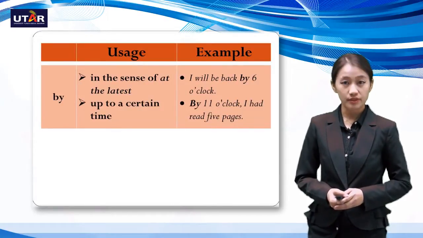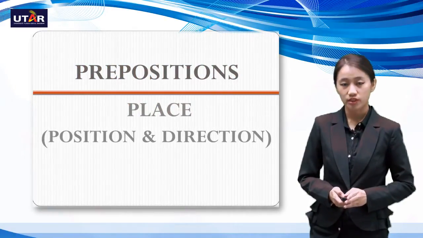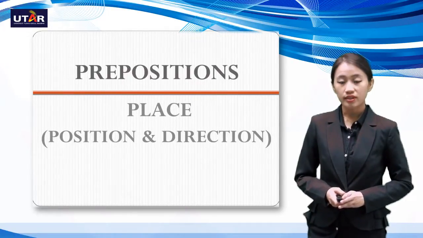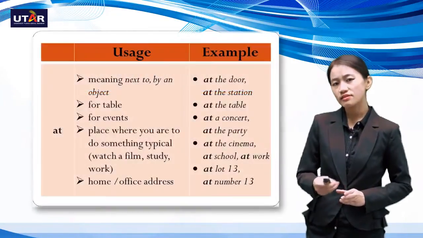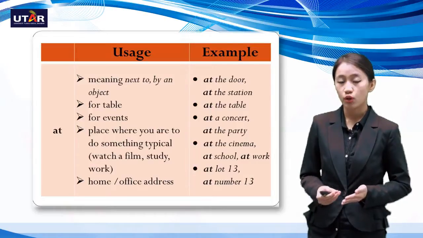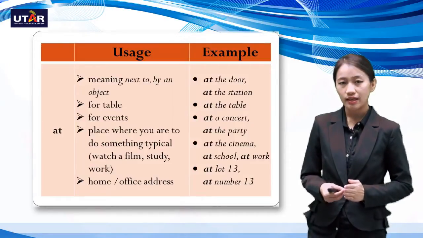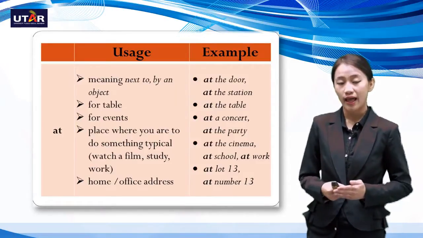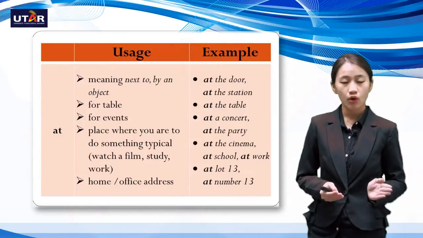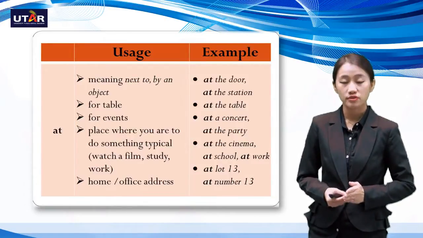Now we will look into prepositions in relation to place, position, and direction. The first preposition is at. Quite similar, if you notice, for time we use at, for position also we use at. But now you should be able to get an idea that prepositions may overlap, but it all depends on the usage. Are you using it for time or is it for position? So in this case, we are using it for position.